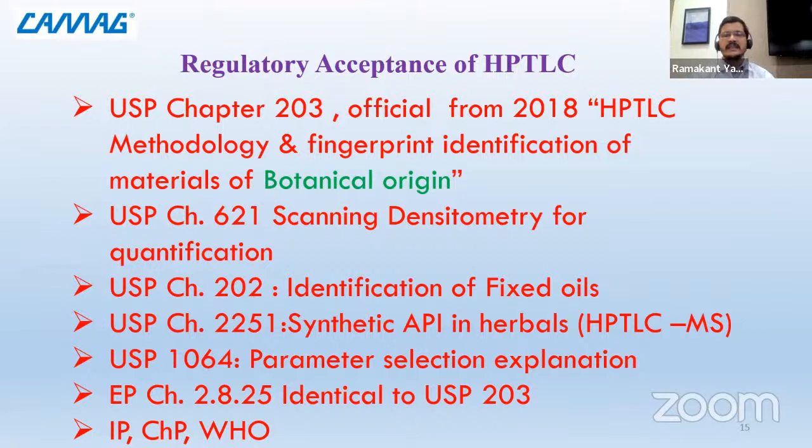So simultaneous analysis is the key in research laboratories, and it is fully regulatory accepted. You can just search on the internet, just type USP chapter 203, you will get official guidelines for HPTLC analysis, HPTLC methodology and fingerprint identification of materials of botanical origin. Then USP chapter 621, USP chapter 202, then European Pharmacopoeia chapter 2.8.25.